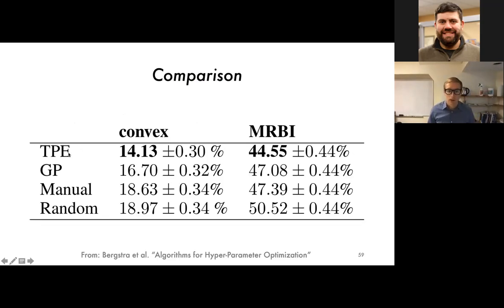So here, for the loss, lower means lower is better. And for these two data sets, the tree Parzen estimator approach, the most complicated approach, beat out the other approaches, including humans or just randomly searching.